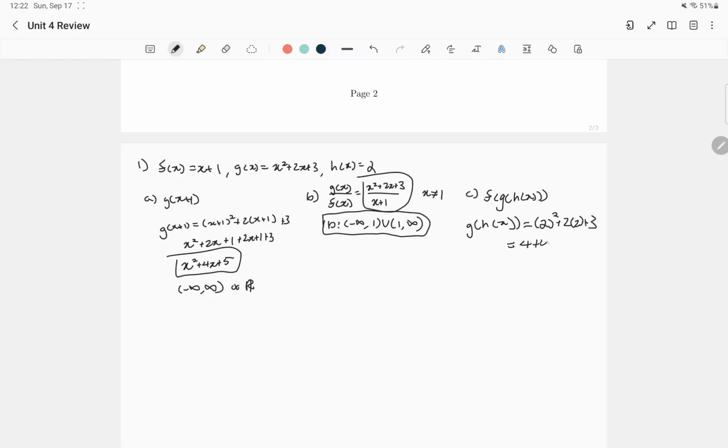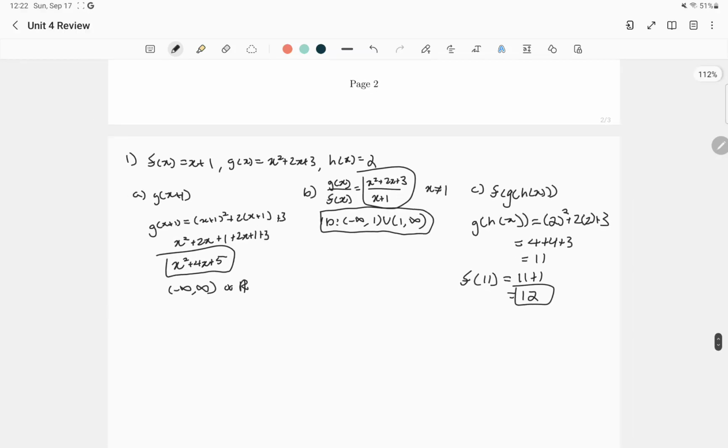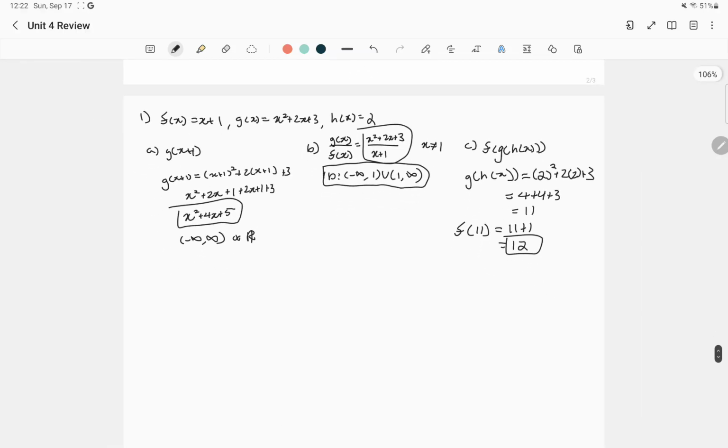This equals 4 plus 4 plus 3, which equals 11. So if we know that g of h of x is 11, then we just need to find f of 11, which is going to be equal to 11 plus 1, which is 12. And obviously no domain is needed because it is a constant value. All right, moving on.